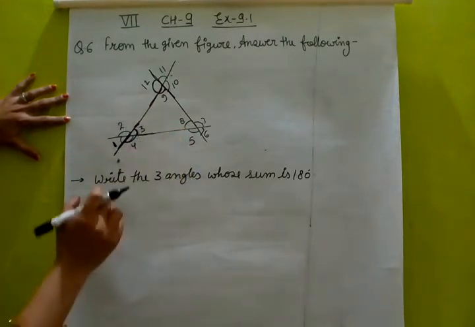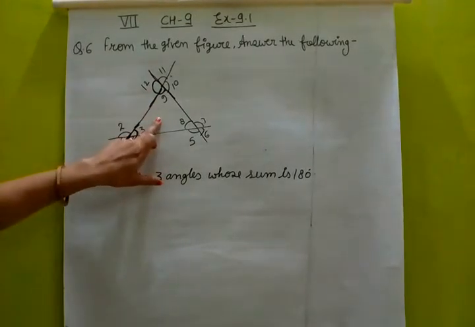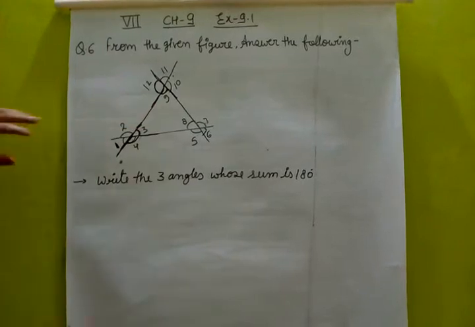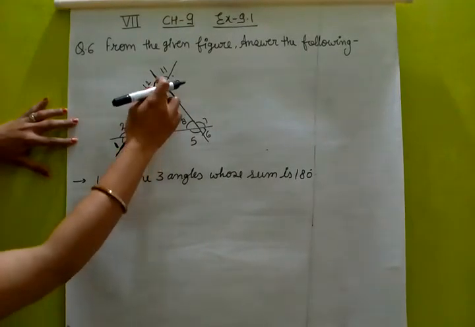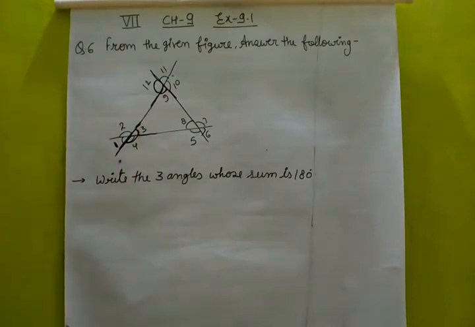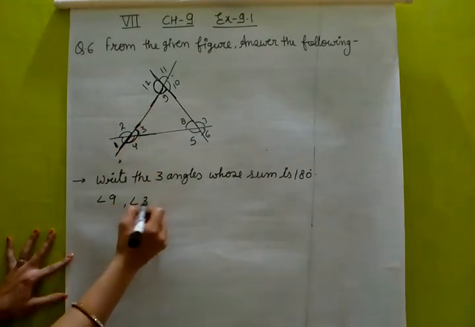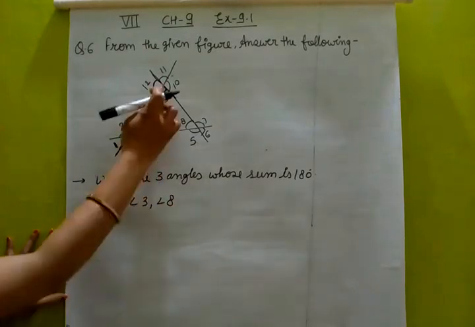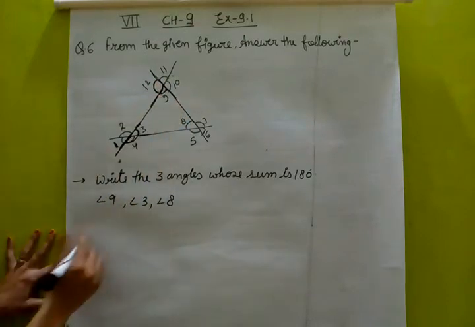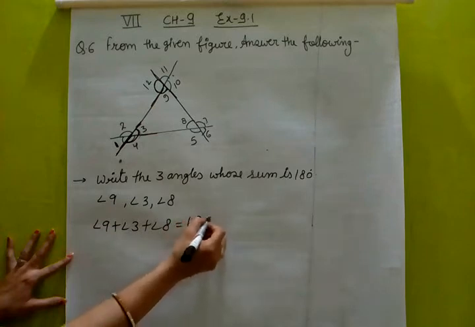They are also 2. So for 3 angles, students, if you see this properly, these lines are making one triangle. This area in between is a triangle. And you know the sum of angles of a triangle is 180 degrees. According to the angle sum property, angle 9, angle 3 and angle 8 are the 3 angles of this triangle. So angle 9 plus angle 3 plus angle 8 will definitely be 180.